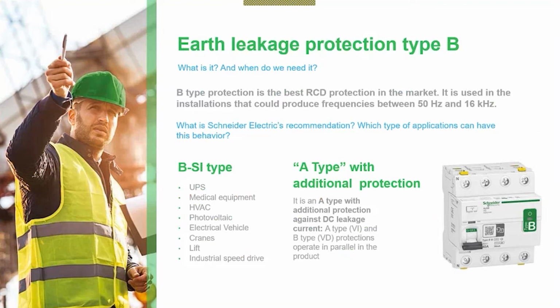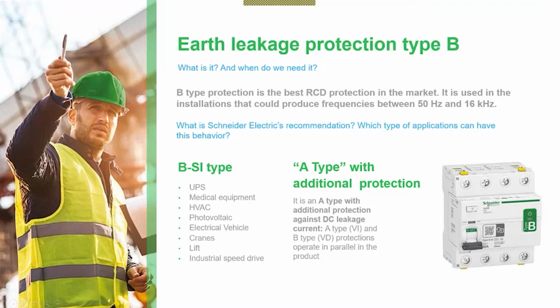So first up, B-type protection is the best RCD protection in the market. It's used in installations that could produce frequencies between 50 Hz and 16 kHz, as well as smooth DC. We recommend the use of Type B SI RCCBs in locations where there is UPS equipment being used, medical equipment, HVAC, photovoltaic, electric vehicle charging, cranes, lifts, or industrial speed drives.